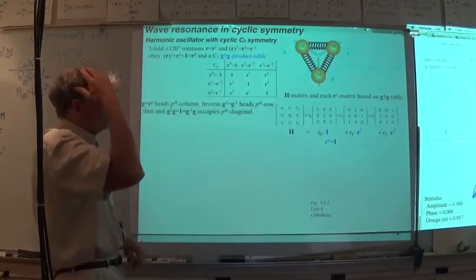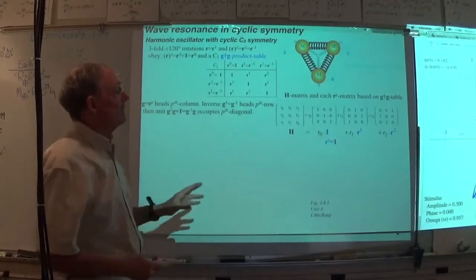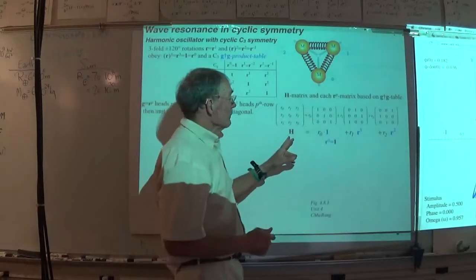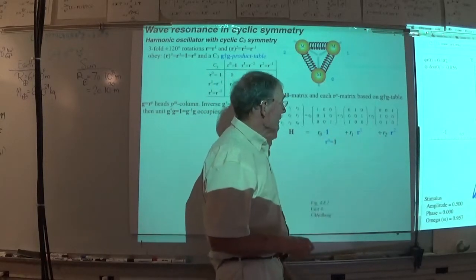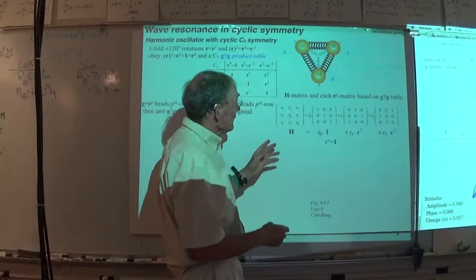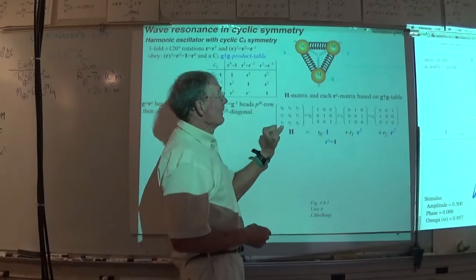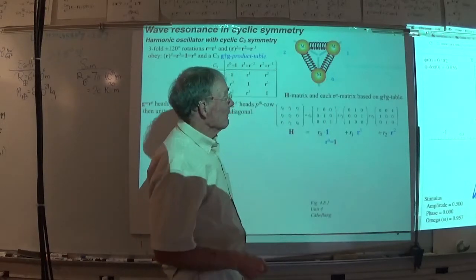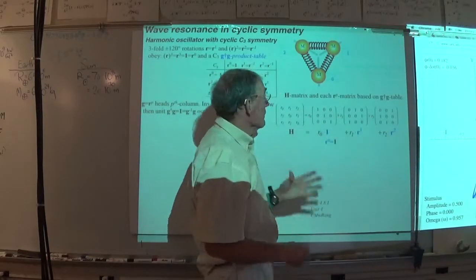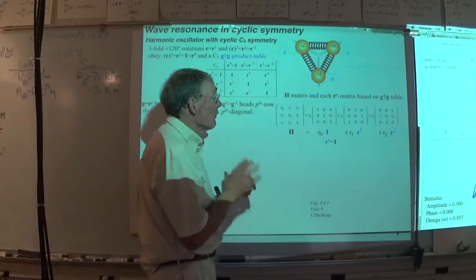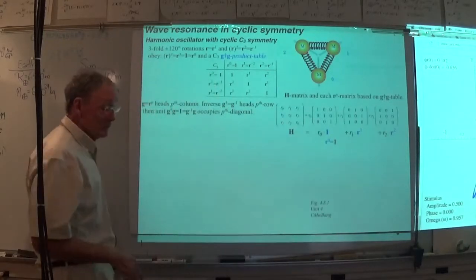So here is an example of a slightly less trivial Hamiltonian in which it's a linear combination with 3 coefficients, one for each of the elements of the symmetry. And these are arbitrary coefficients for making different Hamiltonians. These are all the possible Hamiltonians that have C3 symmetry.